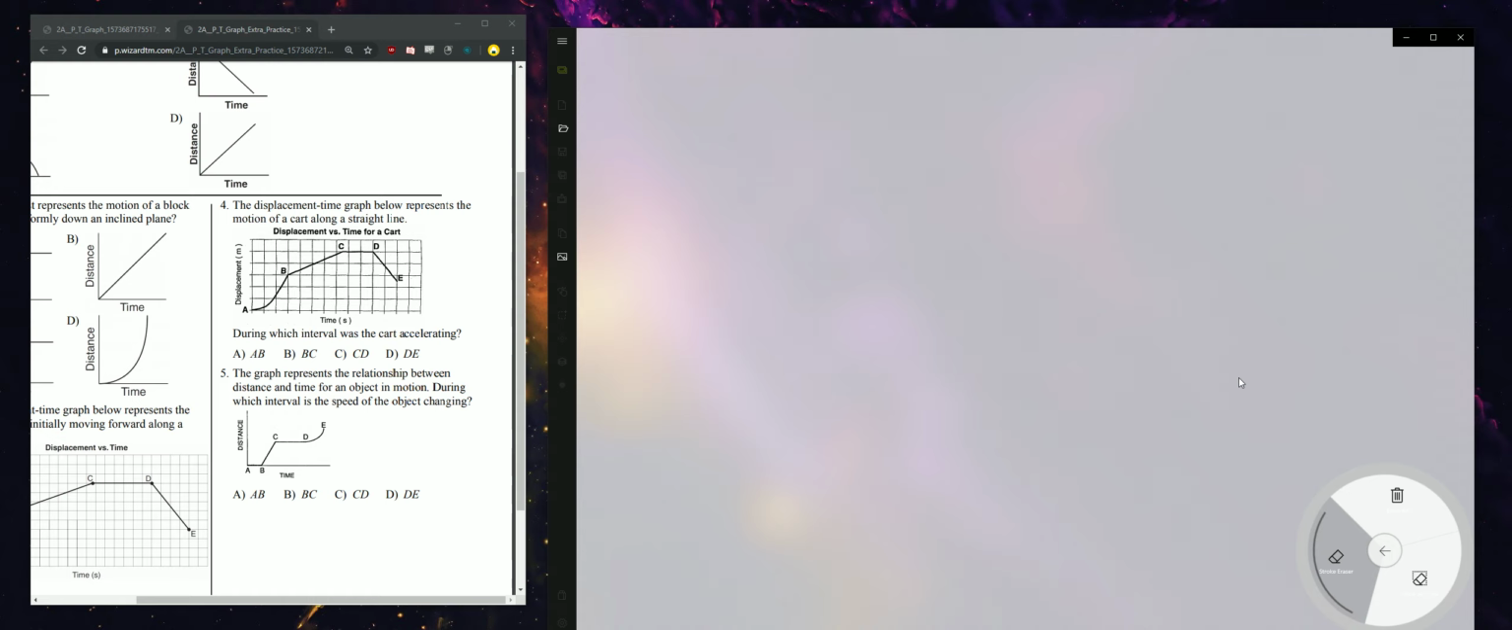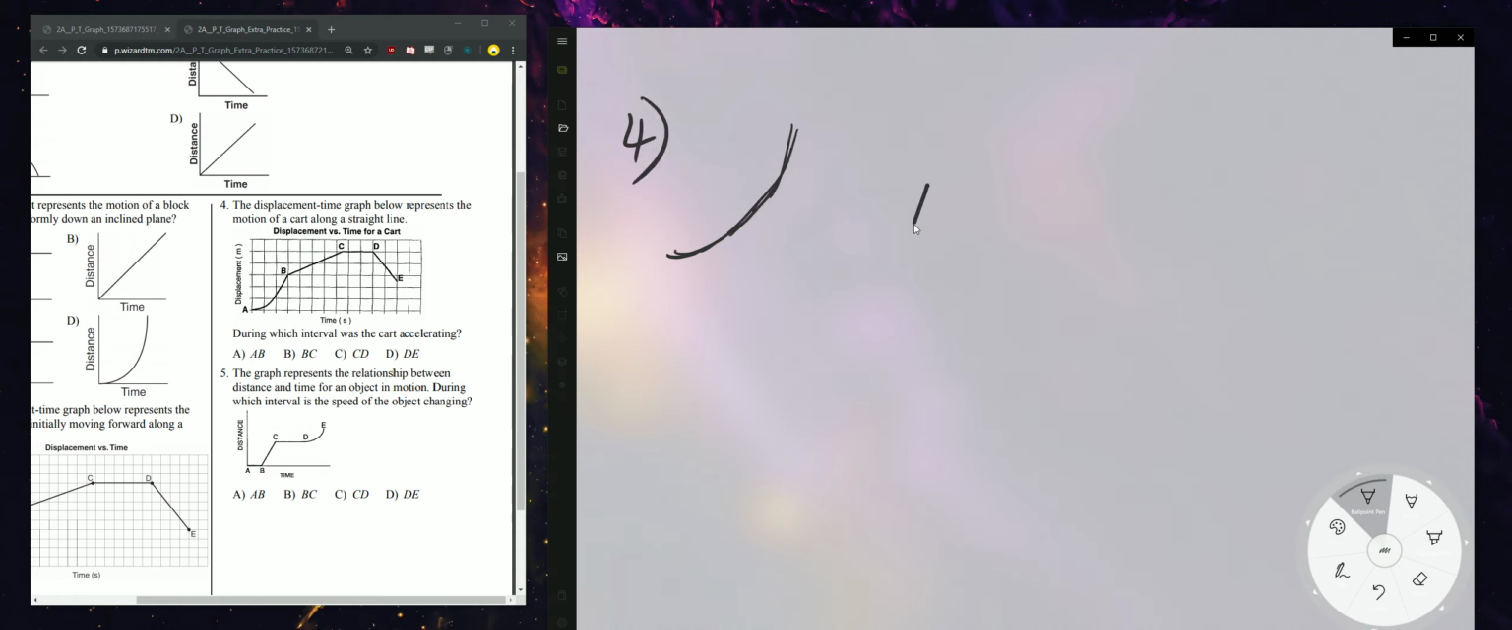The displacement time graph below represents the motion of a cart along a straight line. During which interval was the cart accelerating? Well, I drew it before. If you know that you're accelerating, you have a curved line. And which ones are curved? The only curved line is A, B.